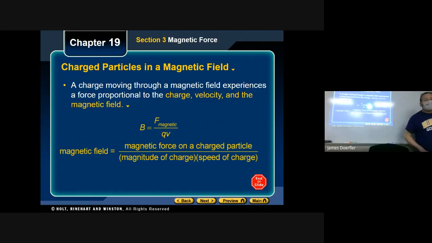Magnetic force on a charged particle, force being in what units? Newtons, I almost said it. In newtons, divided by the product of magnitude of charge in coulombs and the speed of the charge, which is typically going to be velocity.